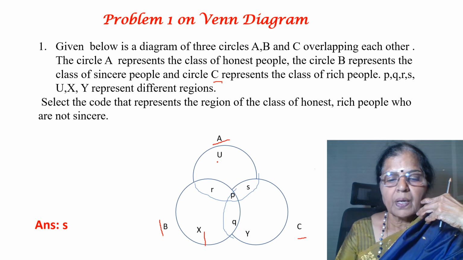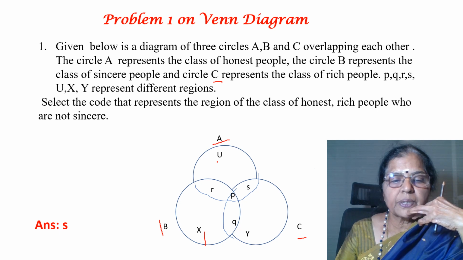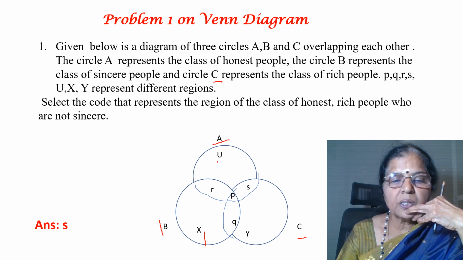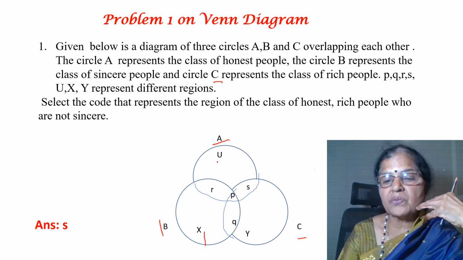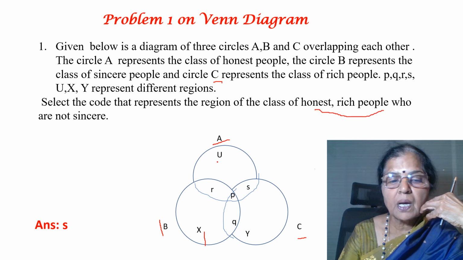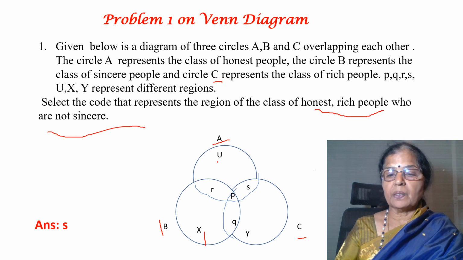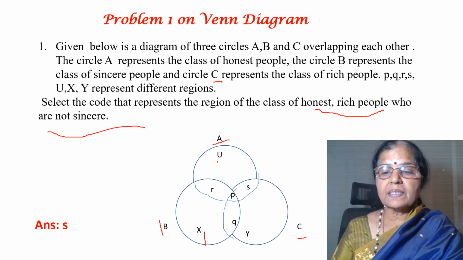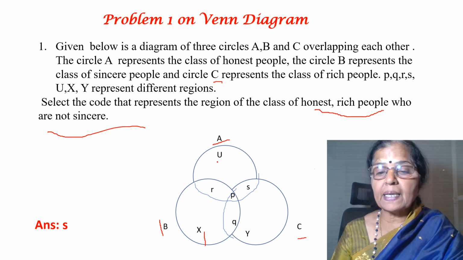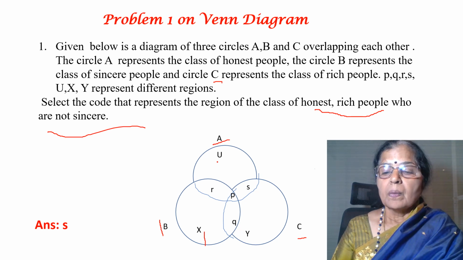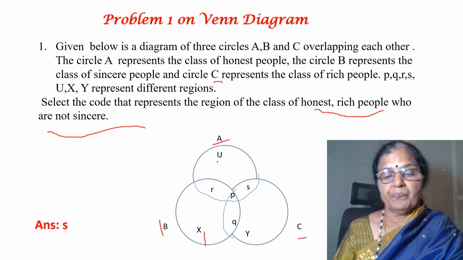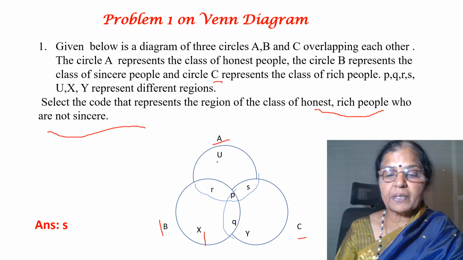And now read the question. So this is the question asked. Select the code that represents the region of the class of honest rich people who are not sincere. See, be careful in reading the question. It's slightly tricky. They are not asking honest, rich and sincere people, but they are asking honest, rich people, but who are not sincere. So you should choose that particular region where the honest and rich people intersect, but not the sincere people.